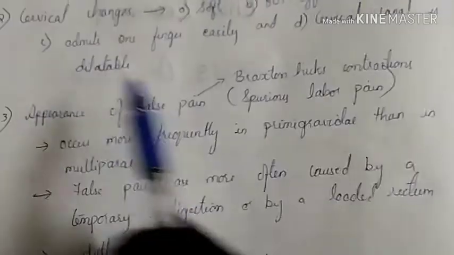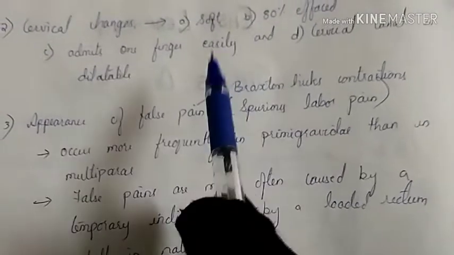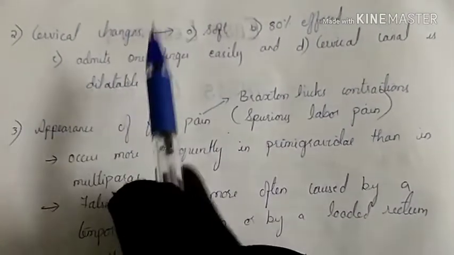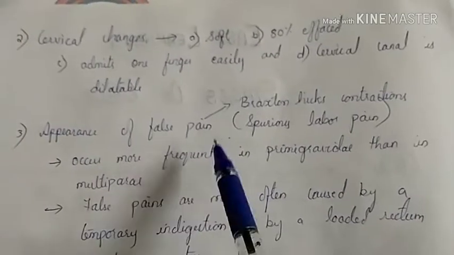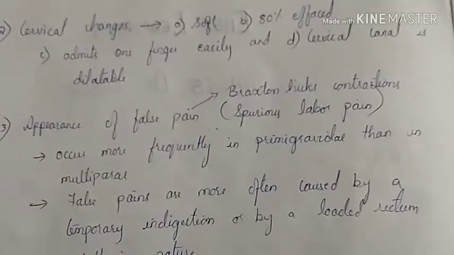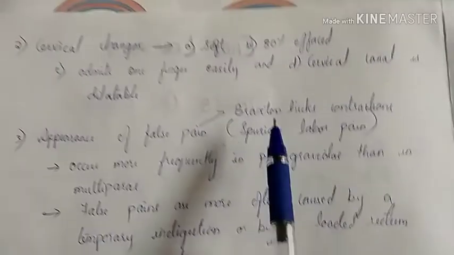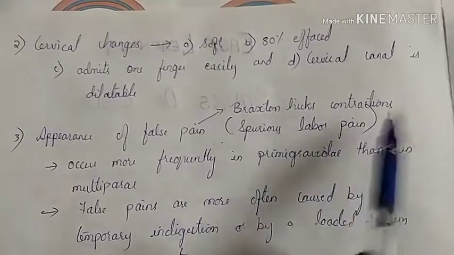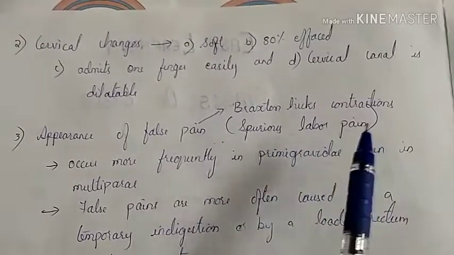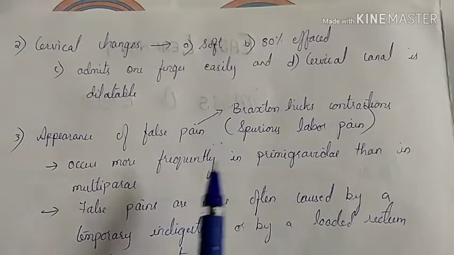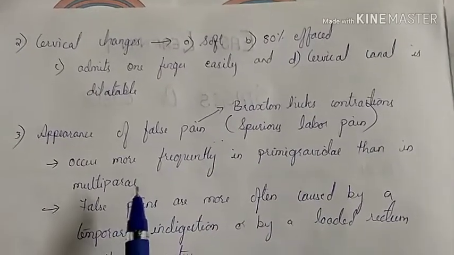The next one is appearance of false pain. First one was lightning, second cervical changes, third appearance of false pain. This false pain usually occurs throughout the pregnancy. It is also called Braxton Hicks contraction or spurious labor pain. These occur more frequently in primigravida than in multiparae.